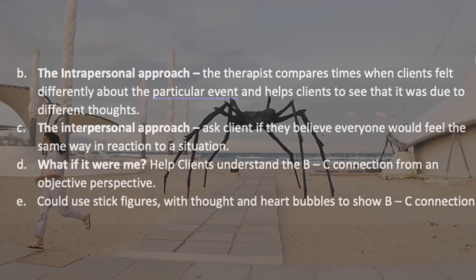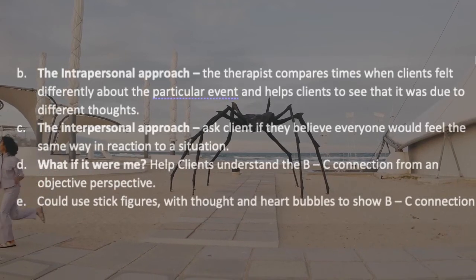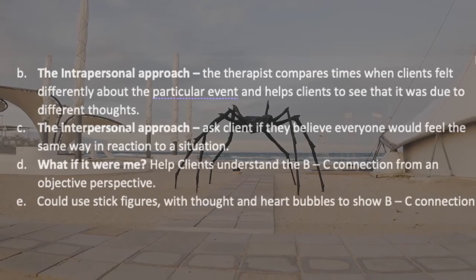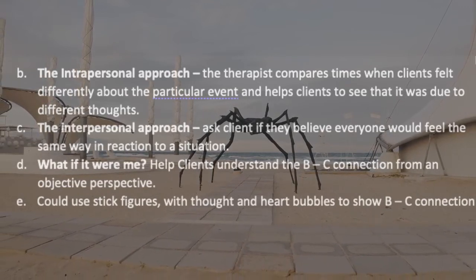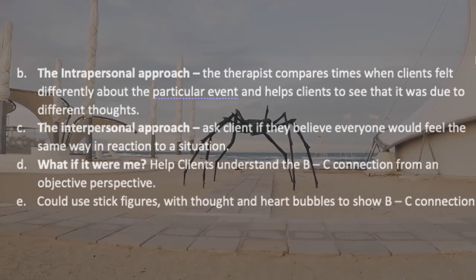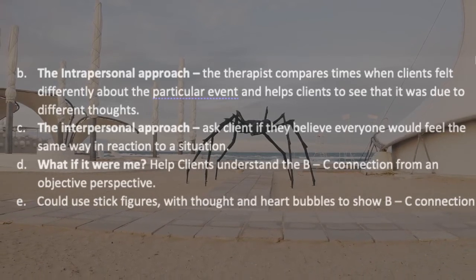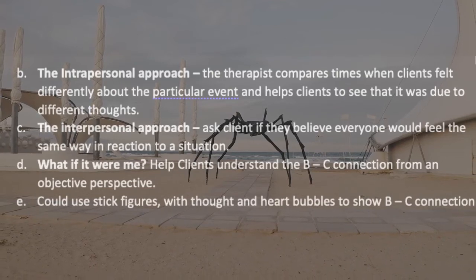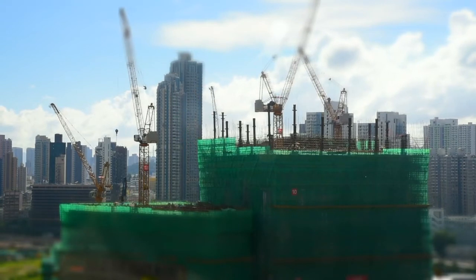This helps the clients to understand the BC connection from an objective perspective. As stated before, you would ask how others would perceive you if this certain thing happened. Thus, in doing so, it helps reduce the person's negative inferences, thoughts, and beliefs about reacting a certain way in a certain situation. You could use stick figures or thought or heart bubbles to show the BC connection as well. So yeah, those are the steps of cognitive behavioral therapy.